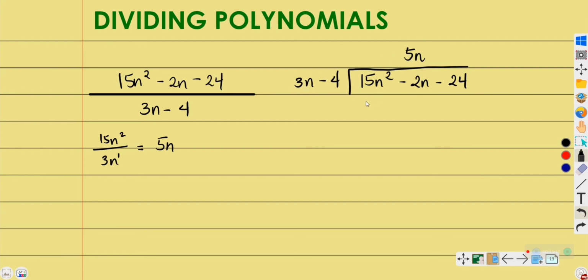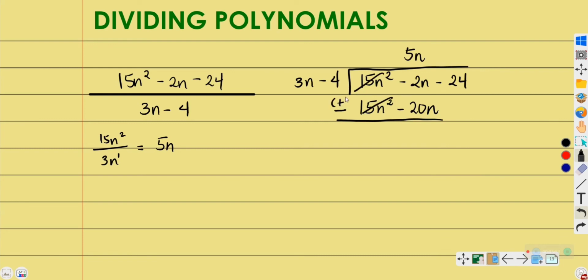5n times 3n, babalik yan sa 15n squared. Kasi 5 times 3 is 15. N times n is n squared. Okay? And then, next ay 5n times negative 4. So, yung 5 at negative 4, i-multiply. 5 times negative 4 is negative 20, copy n. Okay? And then, subtract. Cancel po yung parehas.